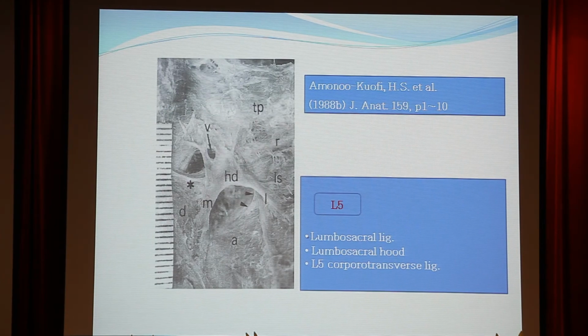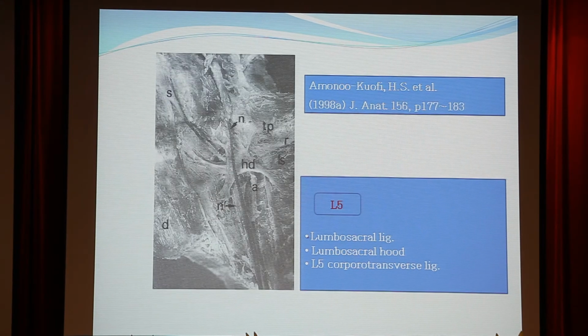And also at L5 level, there is the lumbosacral ligament, and also the lumbosacral foot. The foot is located here. This is the lumbosacral ligament, and also there is the L5 corpus transversarium ligament. We have to remove this kind of ligament. So you can see the lumbosacral ligament, and pull here, lumbosacral ligament here, and corpus transversarium ligament.